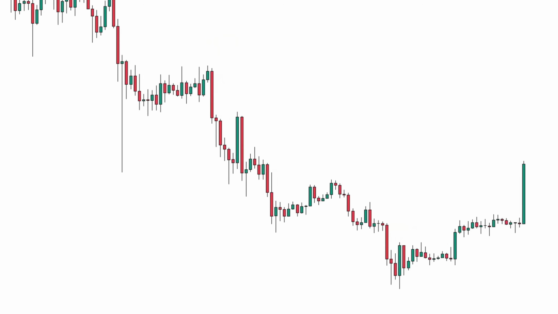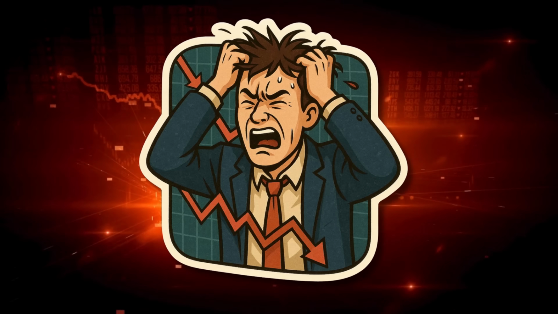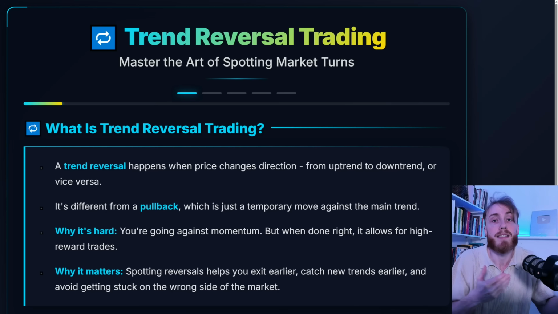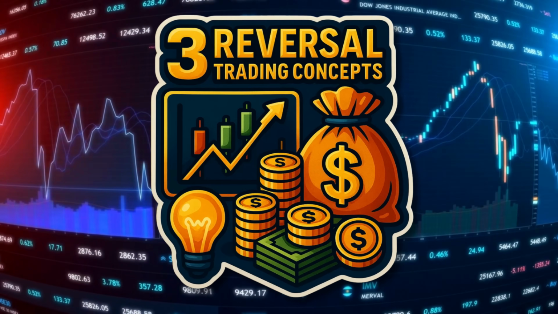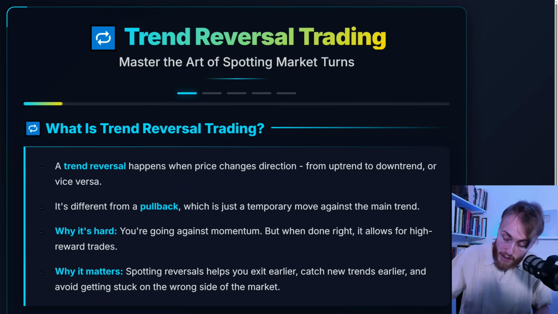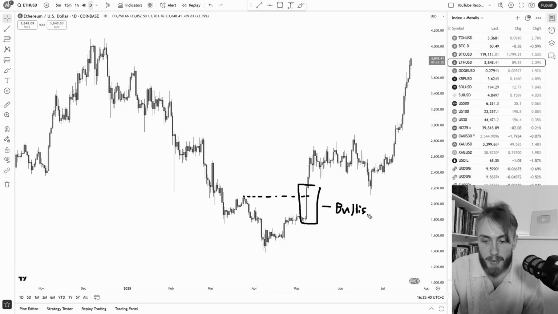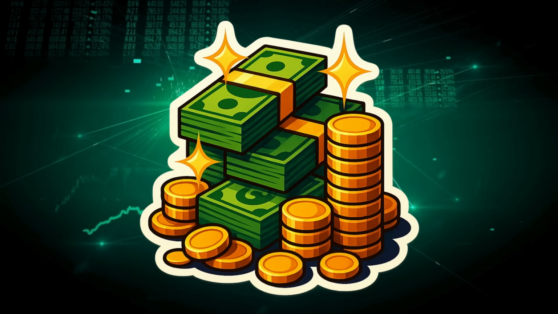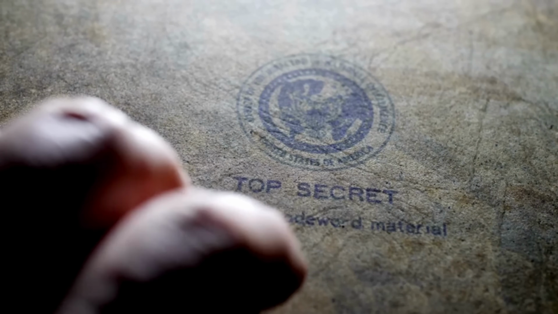Trend reversals seem almost impossible to predict until you realize you're looking at them wrong. These three reversal trading concepts will shift your entire perspective, and those random reversals will make much more sense, helping you profit from moves other traders miss.